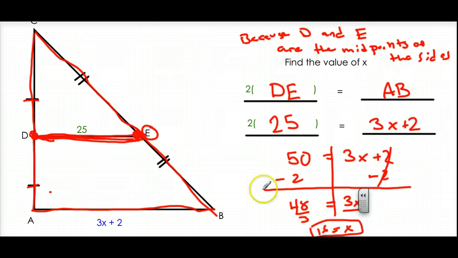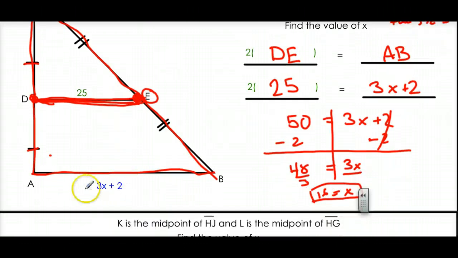Now, I always think it's a good idea to check, so let's see if that even worked. Well, 3 times 16, I'm just plugging in for x, plus 2 is equal to 48 plus 2, which is 50. If AB was 50, does that make sense? Well, yeah, because half of our base is 25, and we did it.